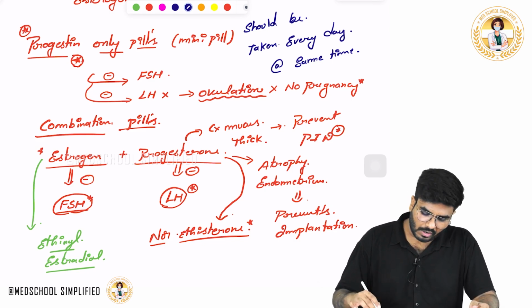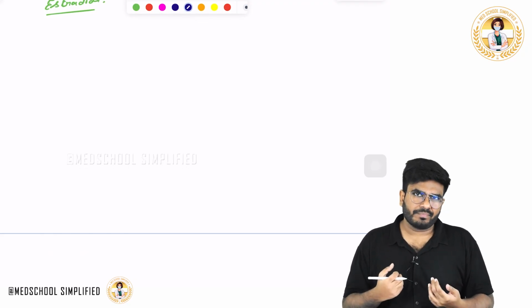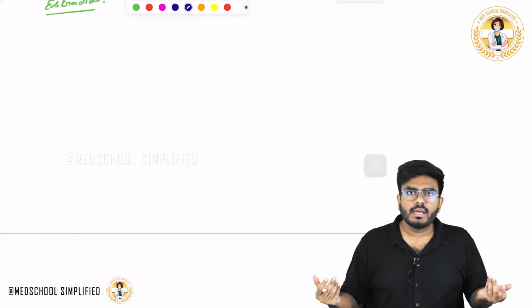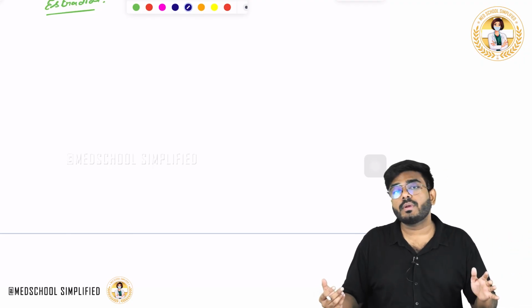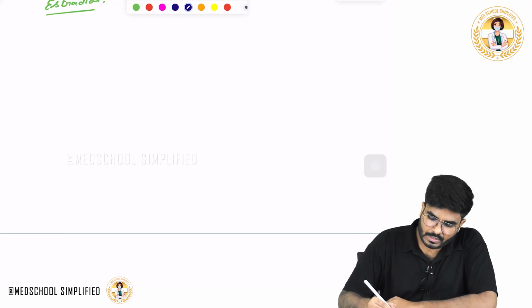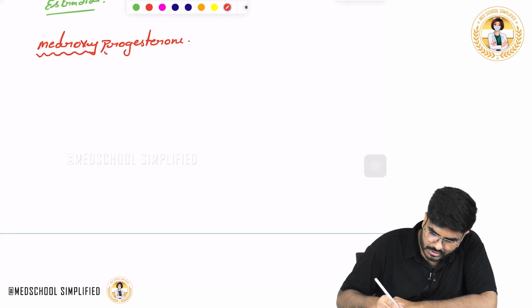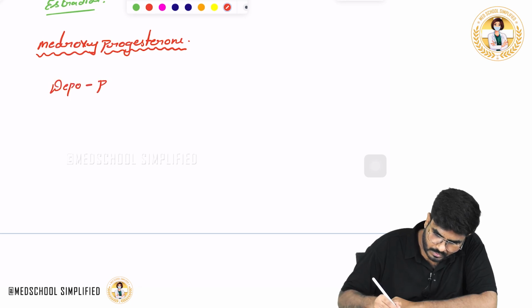Okay. Now after discussing the oral pills, see, oral pills have to be taken every day. There is a chance that she might forget, and there is a risk that she can have breakthrough bleeding, or there is a risk that she can get pregnant. For that, we have certain injectable things. There is something called medroxyprogesterone. So what exactly is this medroxyprogesterone? This is Depo-Provera, also called Depo.